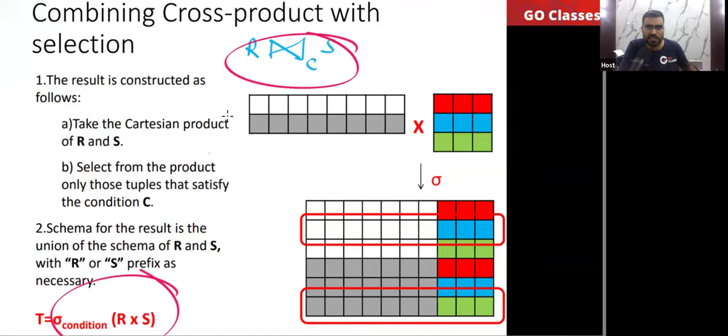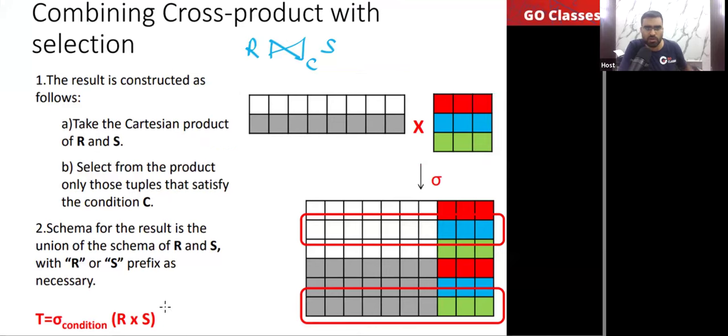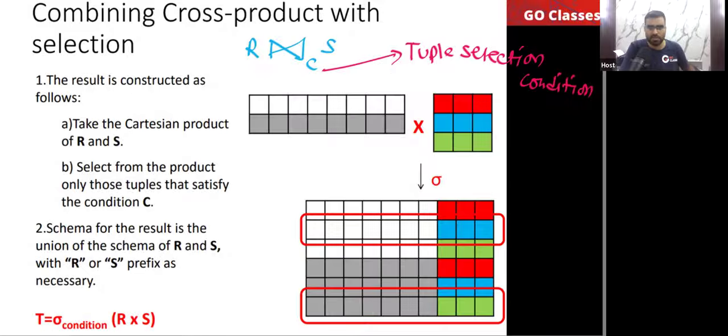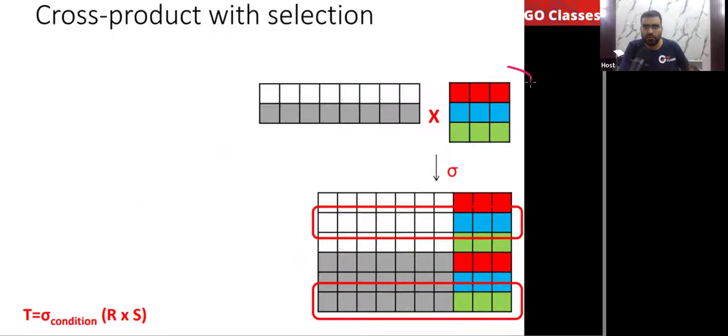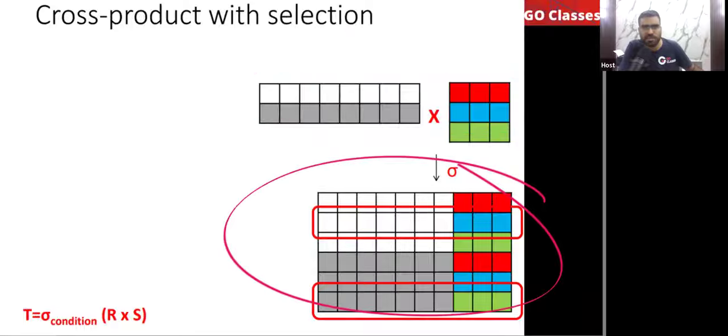This expression and this expression are the same. They are equivalent. First you are doing the cross product, then you are applying the tuple selection condition. This C is the tuple selection condition. So very simple. First you are doing the cross product, then you are selecting the tuples.